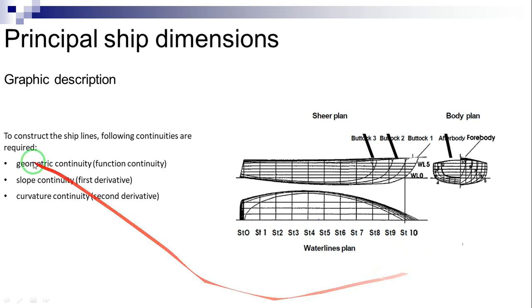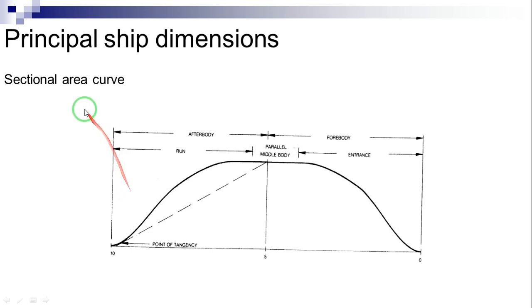To construct the ship lines, one must make sure that the following continuities exist between each segment of the lines: geometric continuity, also function continuity, slope continuity, the first derivative, and also curvature continuity, referred to as second derivative. Sectional area curve. The sectional area curve is shown here as an example for a ship with parallel middle body.